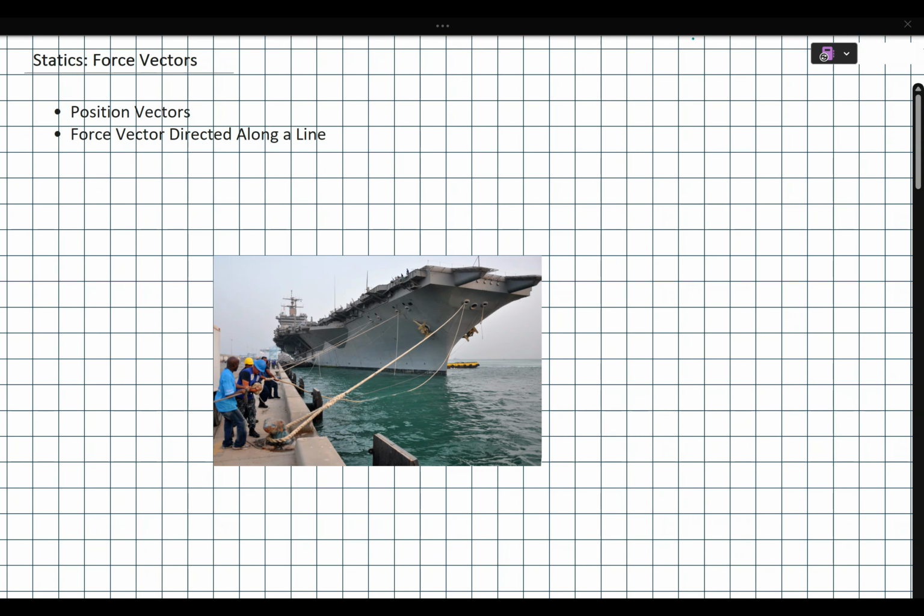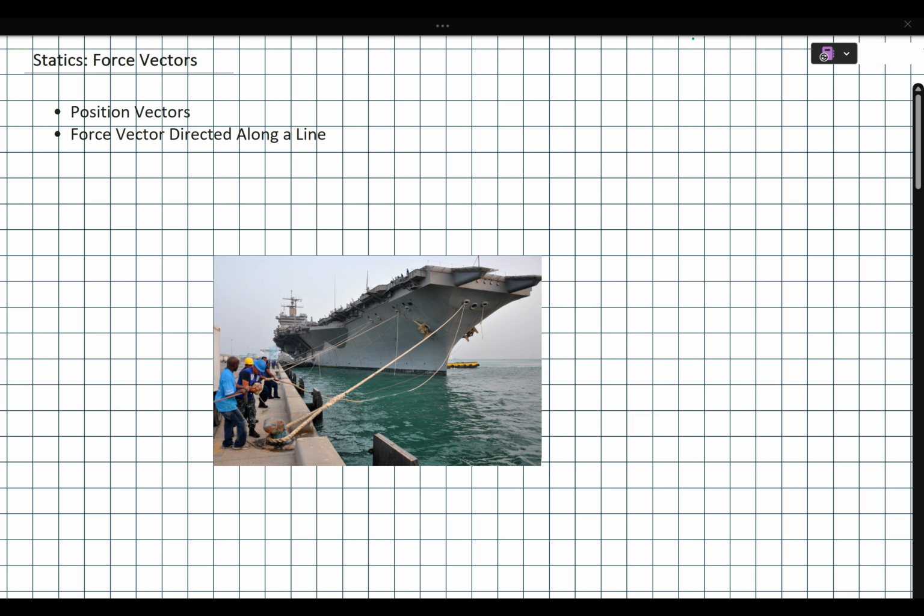Area of force vectors, and specifically we're speaking about today position vectors and force vector directed along a line. So what I'm going to do here is basically represent a position vector in Cartesian coordinate form from the given geometry, and then also represent a force vector that is directed along a line.